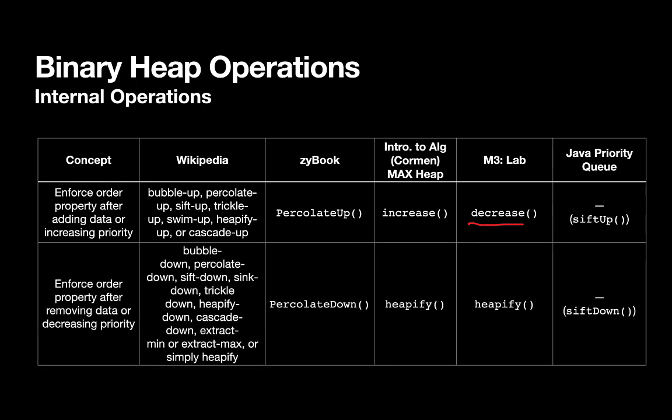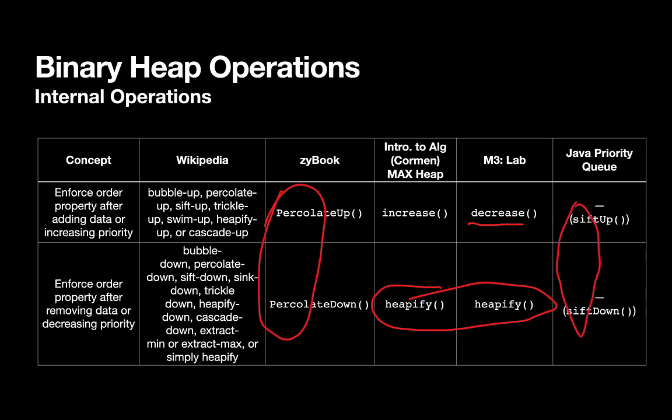The complementary concept is enforcing the order property after data has been removed or after you're decreasing the priority. So this is making something go down the tree because it'll be less important. So again, this has a bunch of names: bubble down, percolate down, sift down, so on. The Zybooks uses the concept of percolate, either up or down, for both of these. A very common term for this process is heapify. That's used in the Corman text, and our lab will use the term heapify. The Java priority queue, again, uses the term sift up and down.